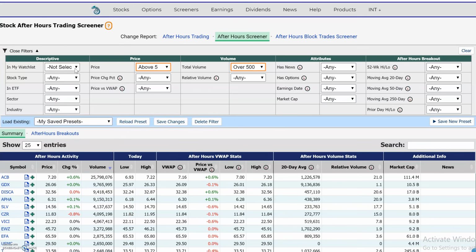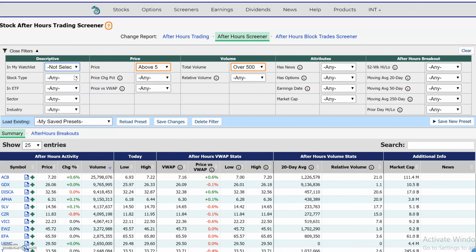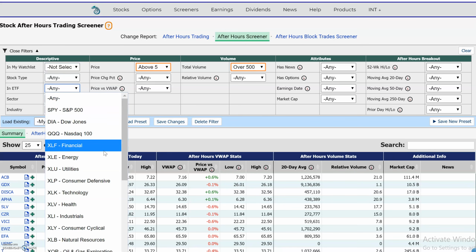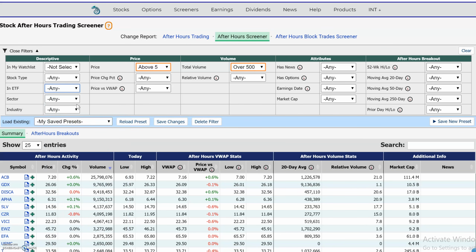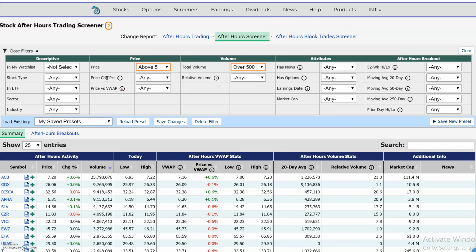Now let's go back to the summary, and to do a scan, in this first column you could just look at things in your watch list. If you created your watch list and you want to just monitor stocks, all your watch lists, you could do that. Or if you want to look for stocks that are a member in a particular ETF, sector or industry, you have these filters here. Then you also can create a max or min price. I have it set right now above $5. If you're looking for lower price stocks, you could do below $5. So you have all these filters that allow you to do that.